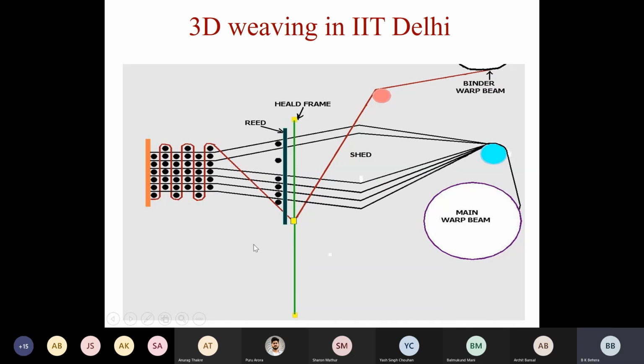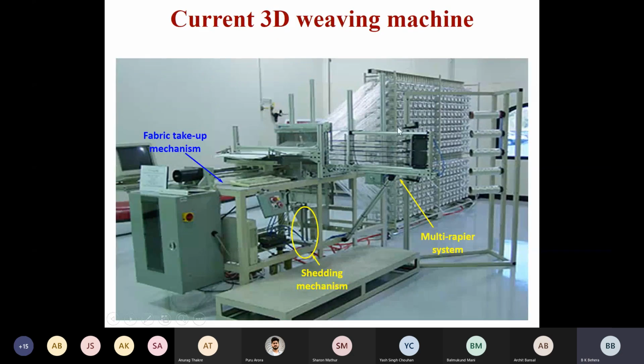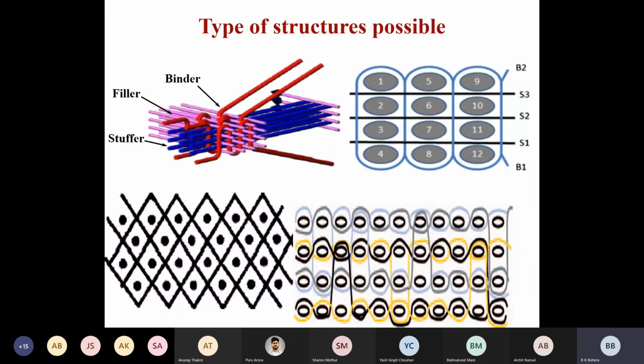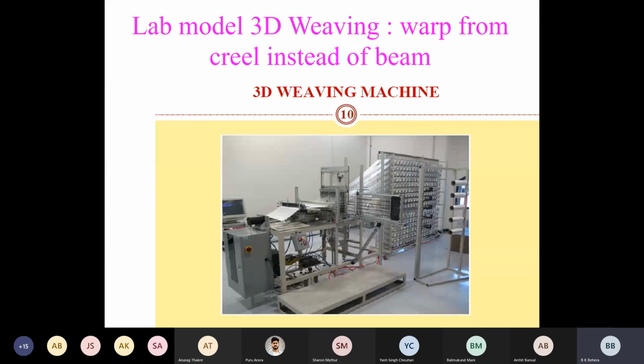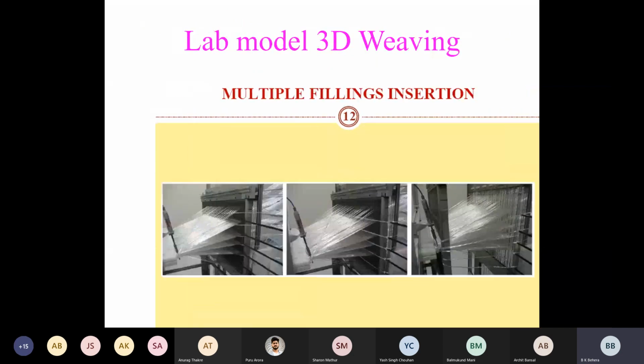And this particular arrangement is a single rapier weaving arrangement. Whereas the diagram which you see here is a multiple rapier weaving arrangement. Means in this case, exactly the yarns are coming from the creel, but what you find is all the 5 or 6 sheds are formed simultaneously. And when all the 6 sheds are formed, then all the 6 rapiers are inserting weft yarn at a time, so that productivity is higher.